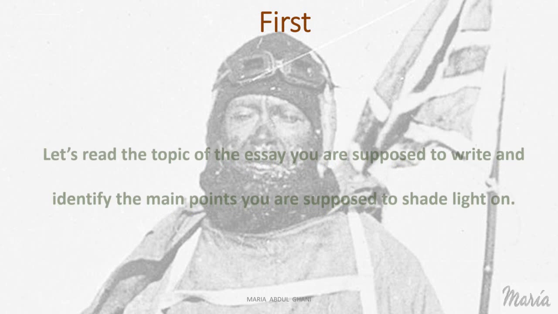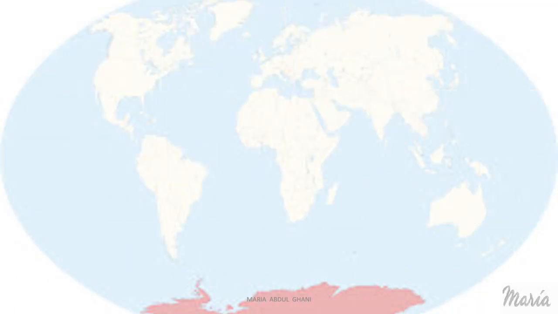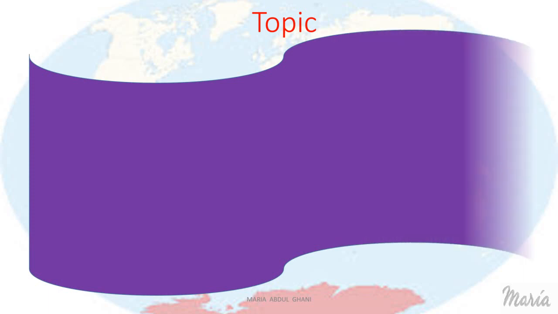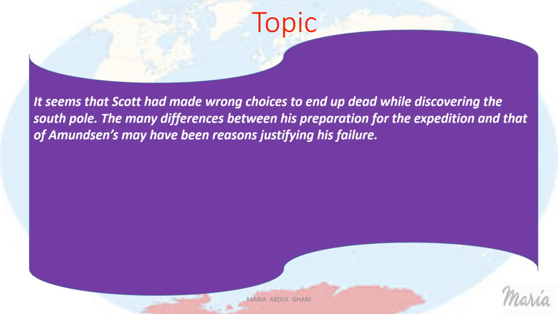First, let's read the topic of the essay you are supposed to write and identify the main points you are supposed to shed light on. Topic. It seems that Scott had made wrong choices to end up dead while discovering the South Pole. The many differences between his preparation for the expedition and the timing may have been reasons justifying his failure.